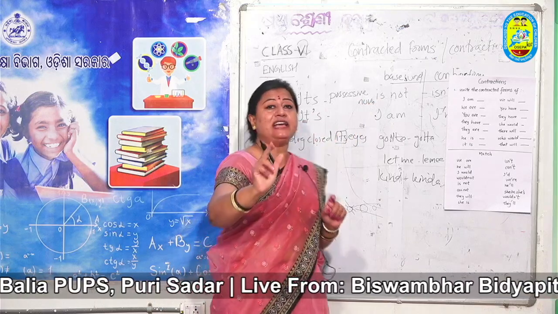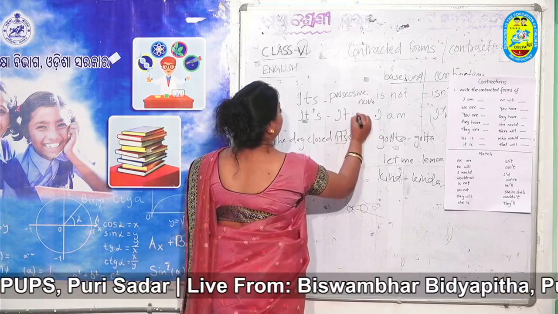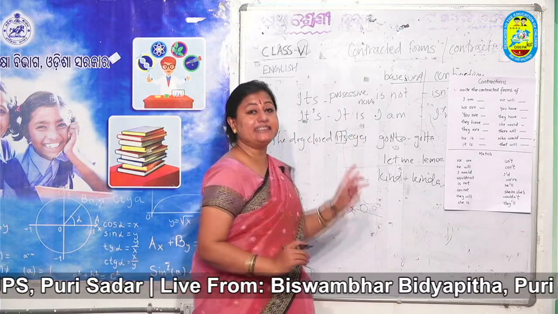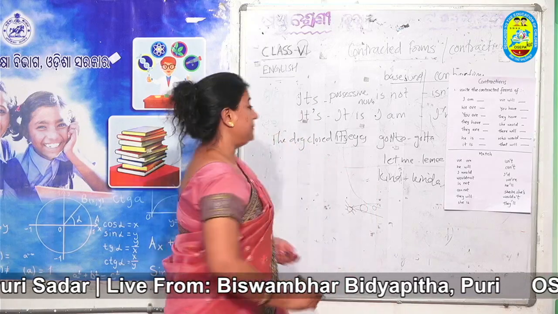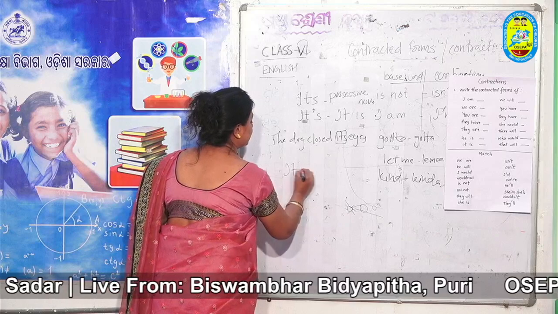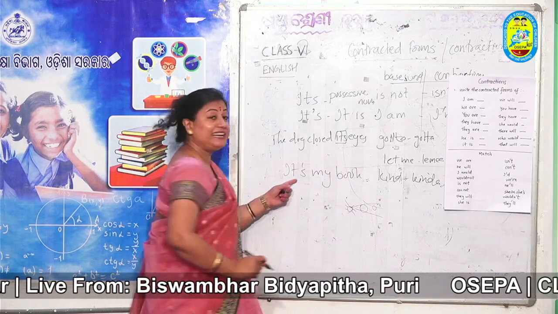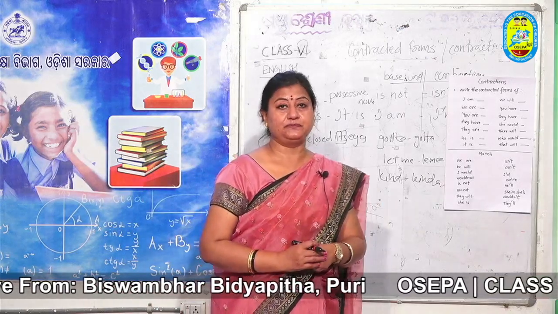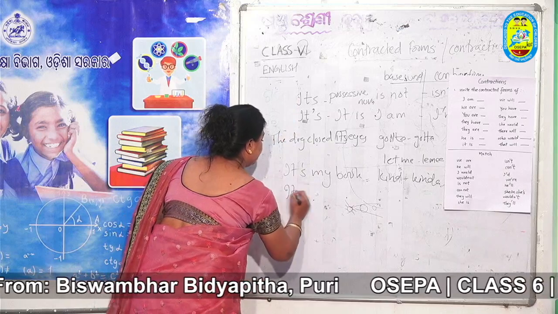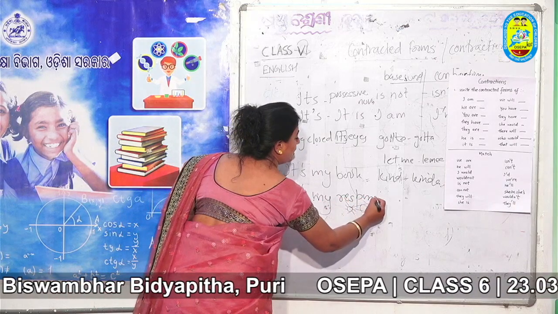It apostrophe s is a contracted form. It is, contracted, we write it's with an apostrophe. It's my book. It is my book. It's my responsibility.